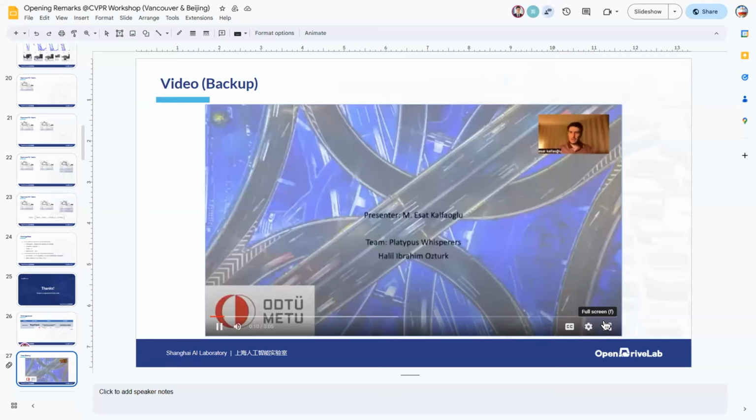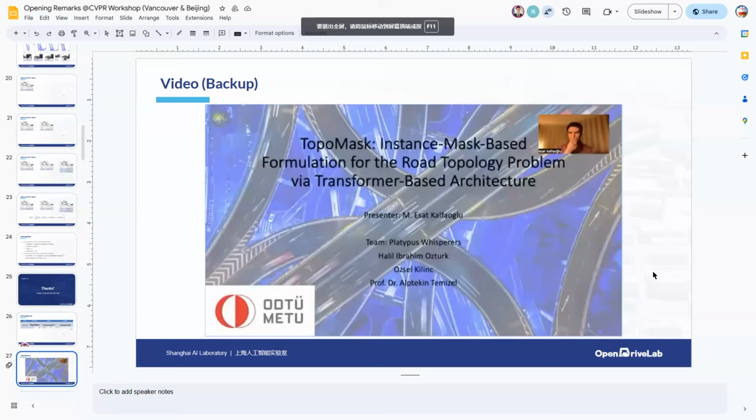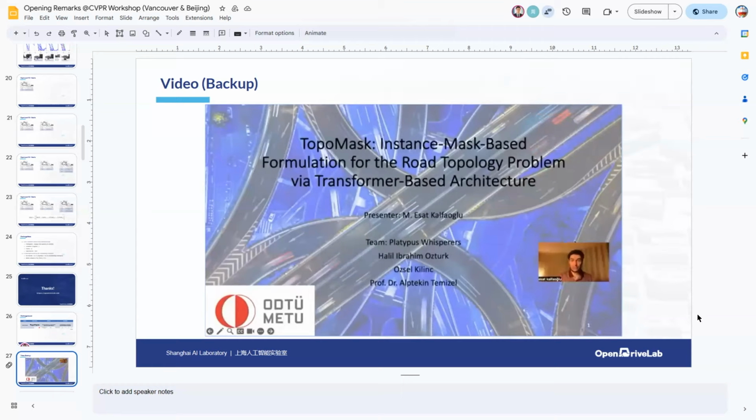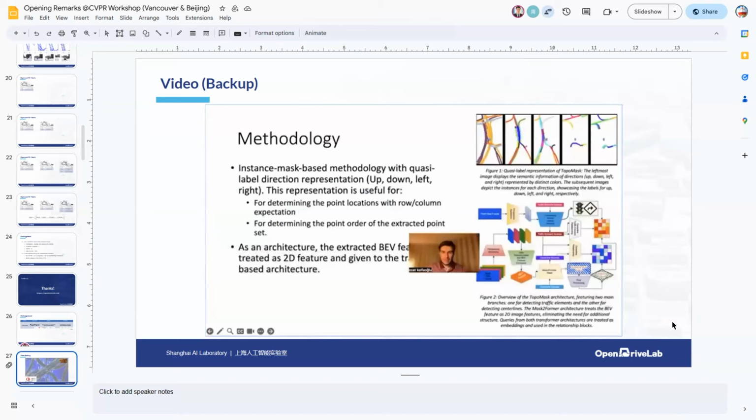Our team in the challenge is PlatypusWhisperers, and the valuable members of the team are Ali Brahman, Salkanch, and Professor Dr. Atik Zemza. And our study is TopoMask, which is an instance mask-based formulation for the road topology problem via a transformer-based architecture. As a methodology, we have proposed an instance mask-based methodology with quasi-label direction representation, which is denoted as up, down, left, and right. And up actually means down to up, and down actually means up to down, which is also shown in figure one.